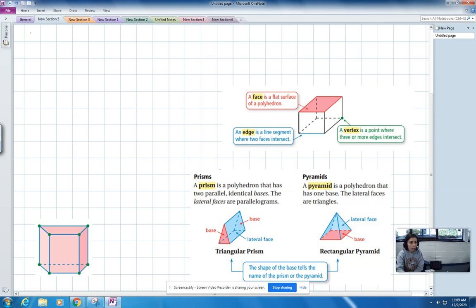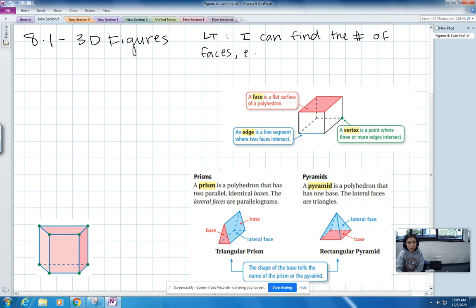So our section today is 8.1, which is all about 3D figures. And our learning target is I can find the number of faces, edges, and vertices of solids. So in order to do this successfully, there are actually some vocab terms that we need to learn.